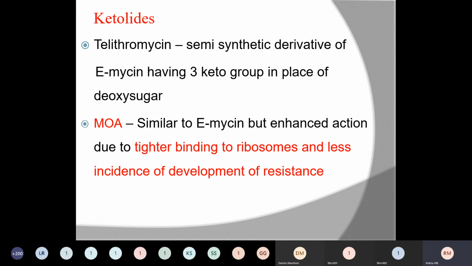Ketolites. As I have told you, ketolites are modified macrolides where in the erythromycin structure, a 3-keto group is added in place of deoxy sugar. Under ketolites, we have telithromycin. The mechanism of action of telithromycin is similar to erythromycin, but the major difference is it binds to the ribosome more tightly so that the chances of development of resistance is less.